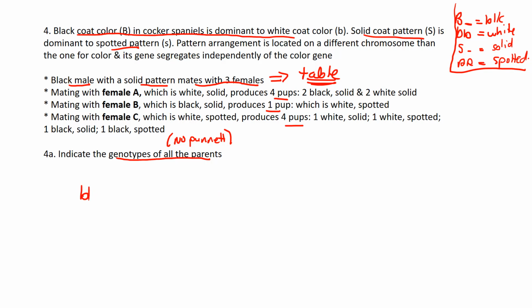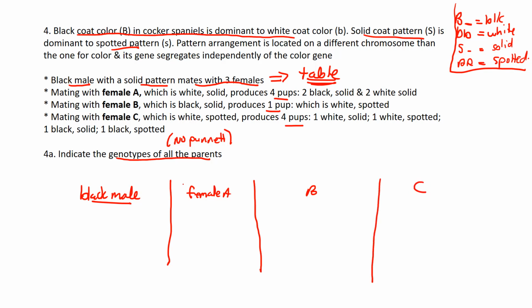We have a black male mating with a female A, a female B, and a female C. So this is the table. Again, best practices. It's always good to isolate these different mating patterns.